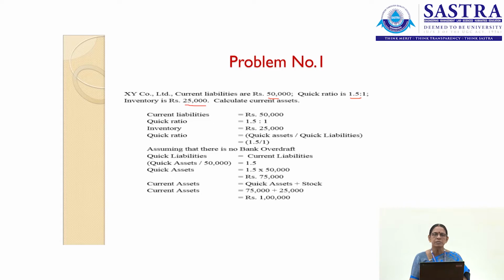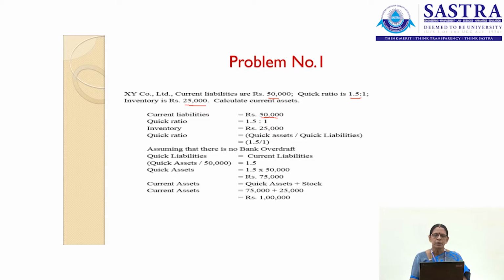What are all the current assets? We have stock, debtors, bills receivable, prepaid expenses, outstanding incomes. Now, what are the current liabilities we have? Sundry creditors, bills payable, outstanding expenses, income received in advance and your bank overdraft. Now, current liabilities is 50,000 rupees here. Quick ratio is 1.5:1. Inventory is 25,000 rupees.